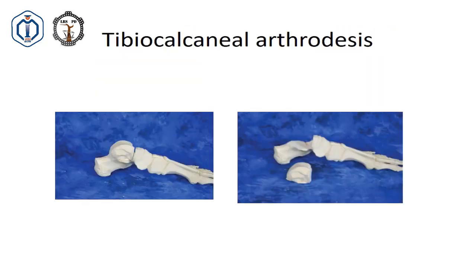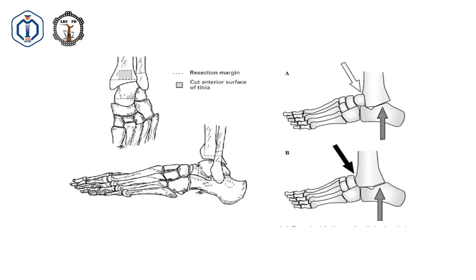What about the tibiocalcaneal arthrodesis? Here this is matching the destroyed part of the talus. So this is the remnant of the talus anterior, and this is the calcaneus, and you match it, the tibiocalcaneal arthrodesis with the distal tibia. The calcaneus is matched with the tibia, and the remnant of the talus with the anterior part.